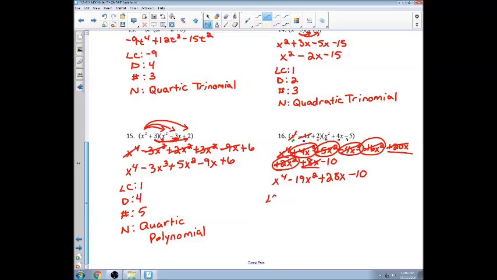So my leading coefficient would be 1. My degree would be 4. The number of terms would be 4. And my name would be a quartic polynomial.